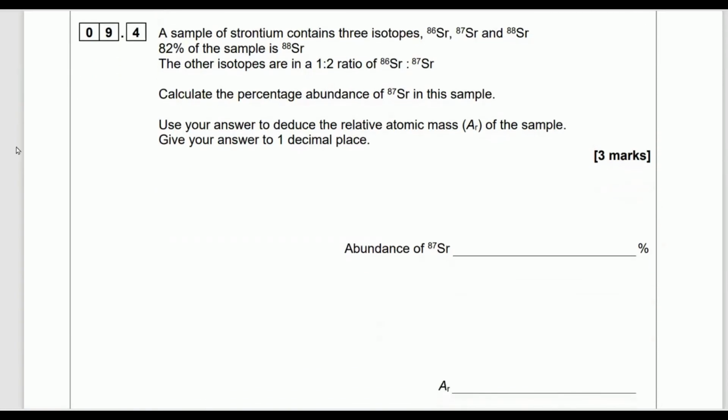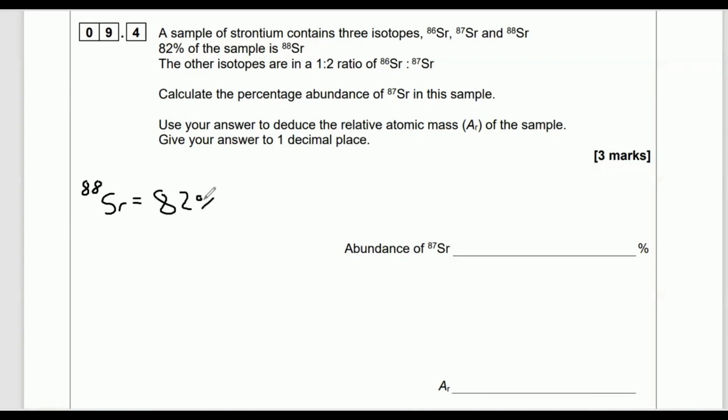A sample of strontium contains 3 isotopes, Sr-86, Sr-87, and Sr-88. So 3 different isotopes. 82% of the sample is strontium-88. The other 2 isotopes are in a 1:2 ratio of 86 to 87. Calculate the percentage abundance of strontium-87 in this sample. It's going to get us 1 mark. Use your answer to deduce the relative atomic mass, the Ar, of the sample. Give your answer to 1 decimal place. So there's another 2 marks there.